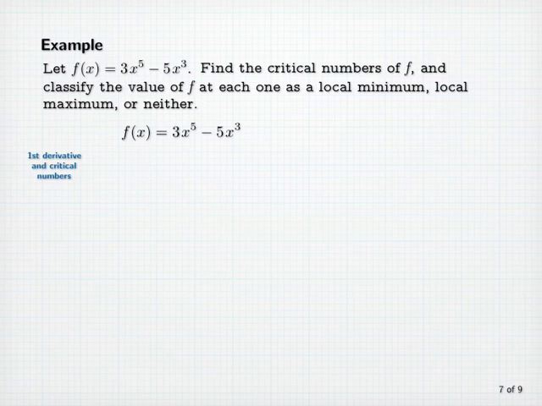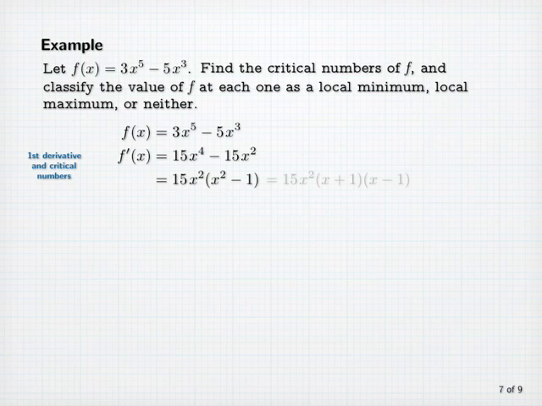Using the power rule, f prime of x is 15x to the fourth minus 15x squared. Factoring gives us 15x squared times (x squared minus 1), and further factoring gives us 15x squared times (x plus 1) times (x minus 1). So we conclude that the critical numbers of f are 0, negative 1, and plus 1.